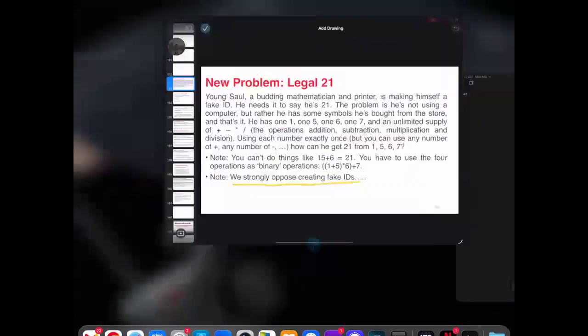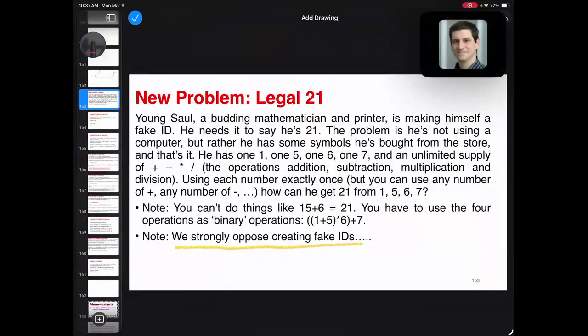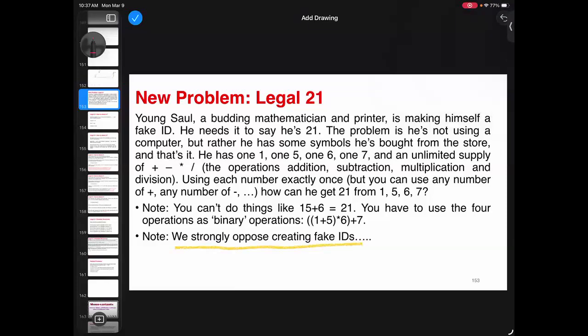Okay. So the legal 21 problem. Young Saul, a budding mathematician, has the numbers 1, 5, 6, and 7. He wants to form an ID that says he's 21 years old. He can use any mathematical operation of plus, minus, times, divide as often as he wants, but each operation requires 2 inputs. So these are binary operations. They take 2 inputs, they give you 1 output.